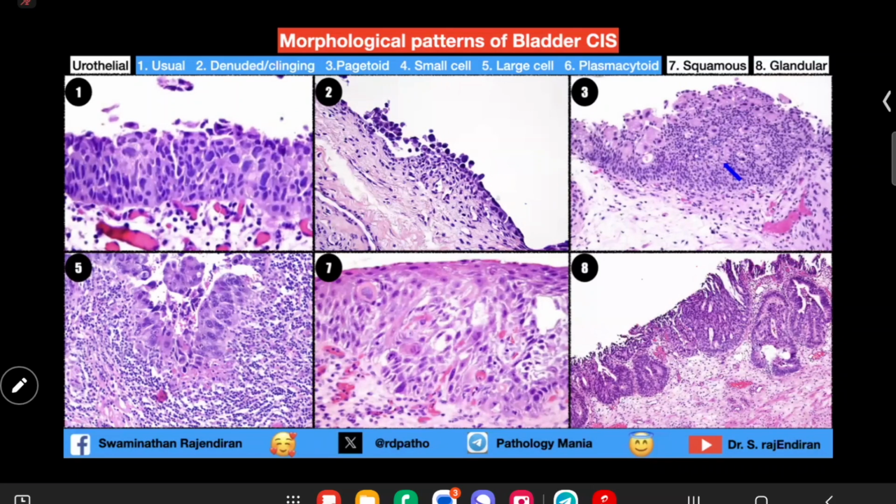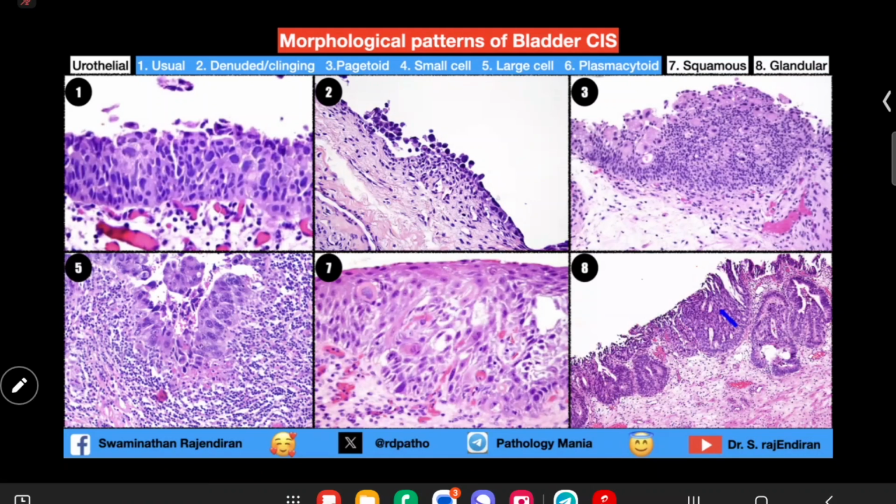I don't have a good example of a small cell, whereas here this is the large cell carcinoma in situ. And again, plasmacytoid carcinoma in situ, I don't have a good example. I'm not able to get it from the internet also. And this is carcinoma in situ squamous type. This is like SIN 2 to 3 or SIN 3. And this is the glandular. This is like AIS in endocervix.